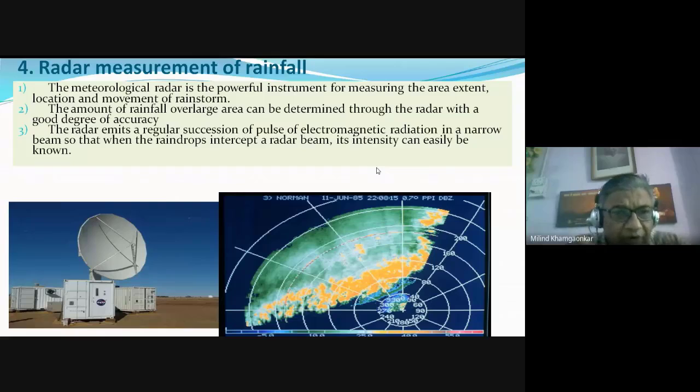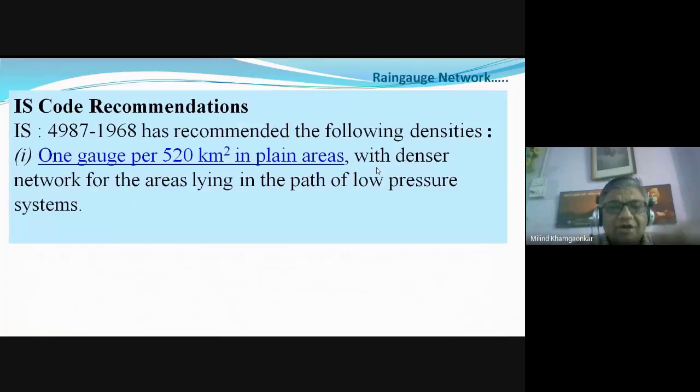Last but not the least, nowadays the rainfall or precipitation is also being measured with the help of radars. This is the latest technology. It gives very accurately the distribution, that is, for how much area the rainfall or precipitation is being distributed. It also gives the intensity, that is, at what intensity the precipitation is occurring, as well as the quantity of the precipitation.